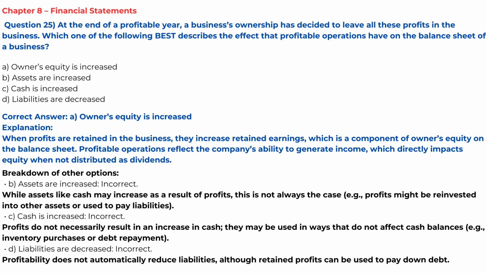Breakdown of other options. B. Assets are increased. Incorrect. While assets like cash may increase as a result of profits, this is not always the case. E.g., profits might be reinvested into other assets or used to pay liabilities. C. Cash is increased. Incorrect. Profits do not necessarily result in an increase in cash. They may be used in ways that do not affect cash balances, e.g., inventory purchases or debt repayment. D. Liabilities are decreased. Incorrect. Profitability does not automatically reduce liabilities, although retained profits can be used to pay down debt.